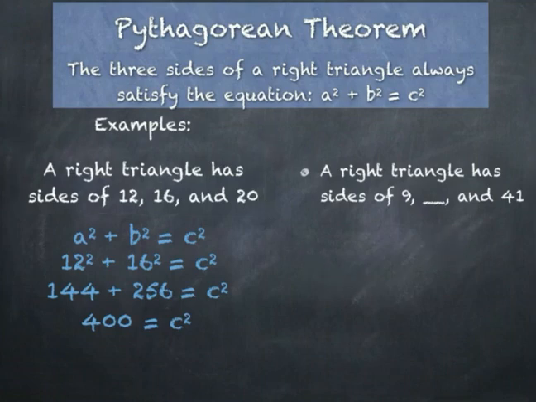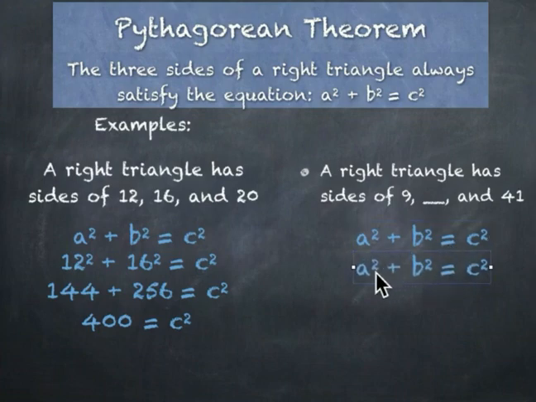In this next example, we've got a side length of 9, something in the middle that we don't know, and a large length of 41. And so if we use that same equation, a squared plus b squared equals c squared, and fill in what we know, the small side is 9, we don't know the middle side, and we know the large side is 41.